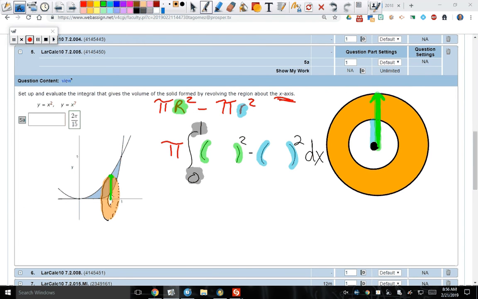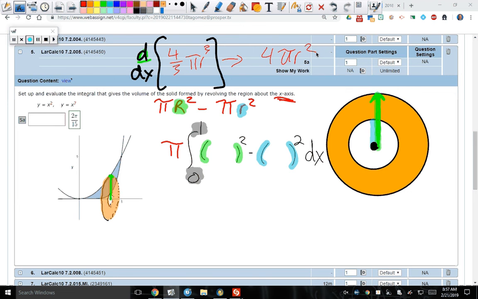Just like if you differentiate volume, the volume formula for, let's say, a sphere is 4/3 pi r cubed. If you differentiate that, you get 4 pi r squared, which is the surface area of a sphere. So the derivative of volume is surface area, or area. The integral of area is back to volume.